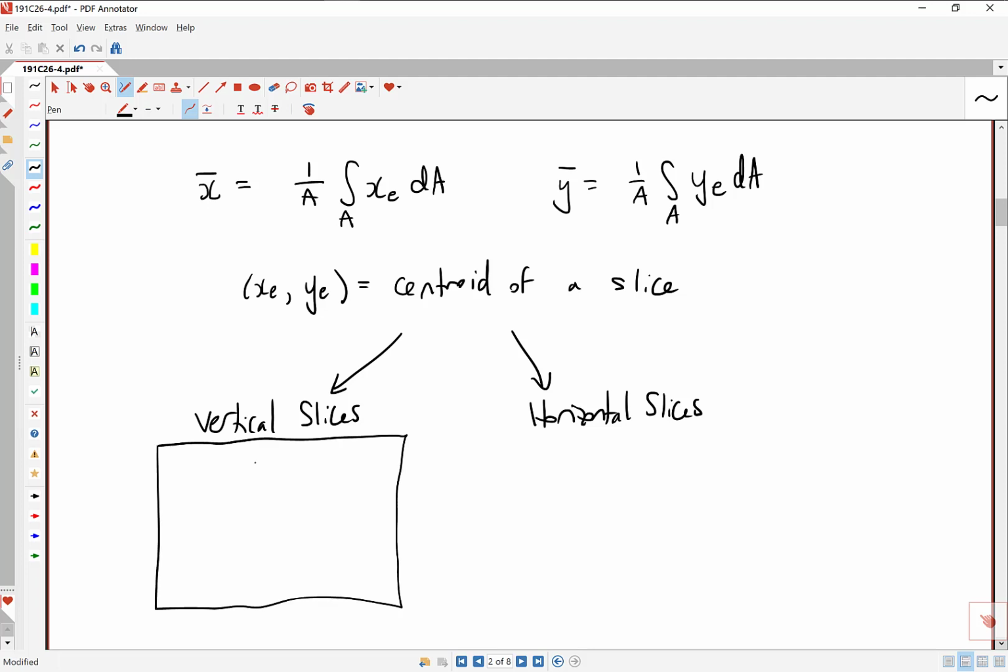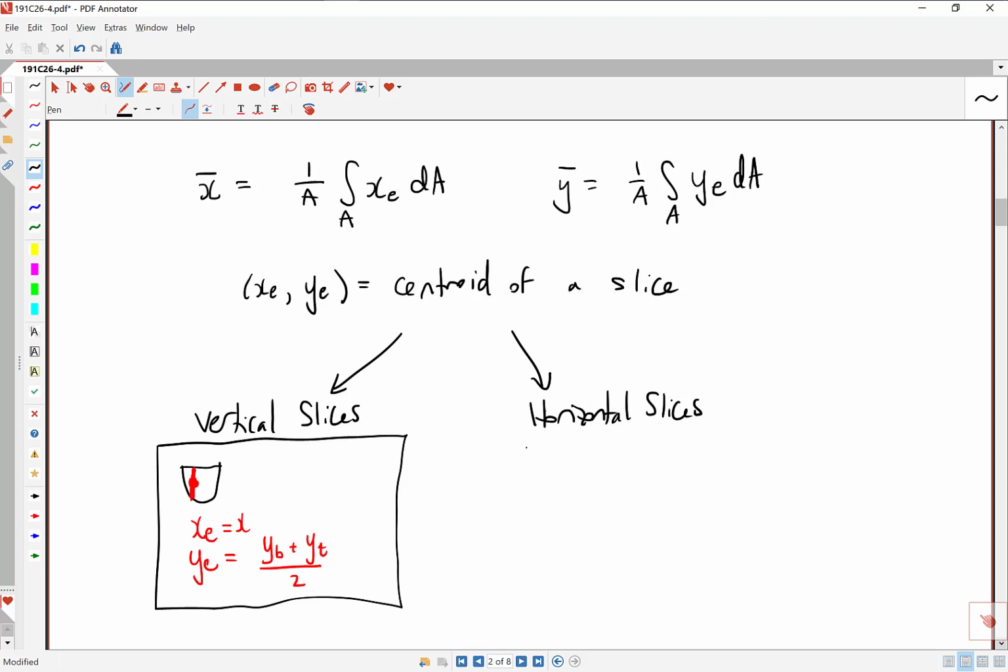Let's talk vertical slices first, since that's usually our go-to. So imagine that our area or our metal plate looks something like this, and we decide to figure out that area using vertical slices. So x sub e, the average x value along that slice, is just going to be x, because when you're taking a vertical slice, x is constant. The x values are the same all along that slice. But the y values would be varying. So to get y sub e, which is the average y value along your slice, you just go y bottom plus y top over 2. So you're just averaging your top and bottom y values to get y sub e.